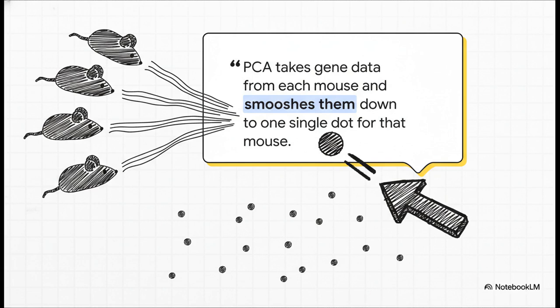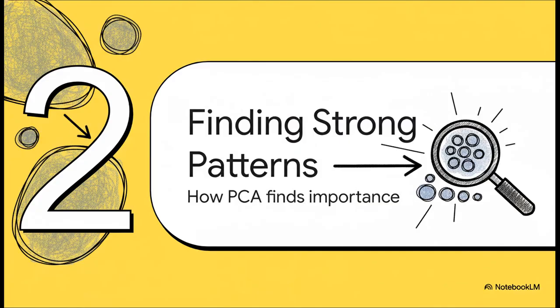And I love this description from one of the sources. It says, PCA takes all that data, all 15 genes for every single mouse, and it just smushes it all down into one single dot, one dot for each mouse. So suddenly you're not trying to analyze 900 data points. You're just looking at 60 dots on a graph. Now that is something we can work with. But wait, how does it do that smooshing? How does the algorithm decide what information is important enough to keep and what it can ignore? Well, that brings us to our next section, how PCA actually finds those patterns.